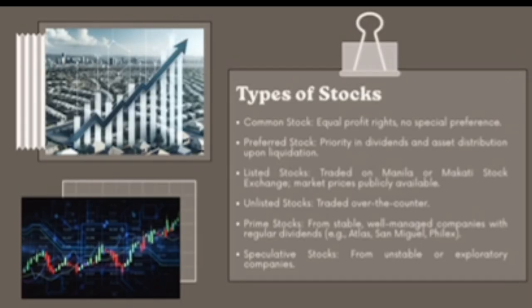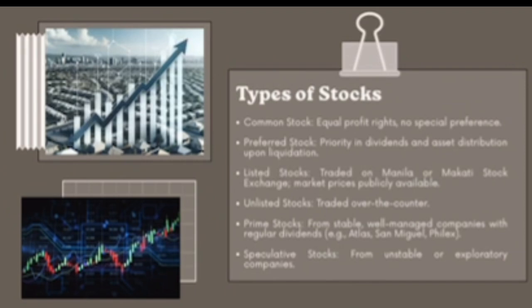These are issued by well-established, financially stable companies with a consistent record of paying dividends. These are considered low-risk investments. For example, San Miguel Corporation, PhilEx Mining, and Atlas Consolidated are examples of prime stocks. Sixth one, we have speculative stocks.